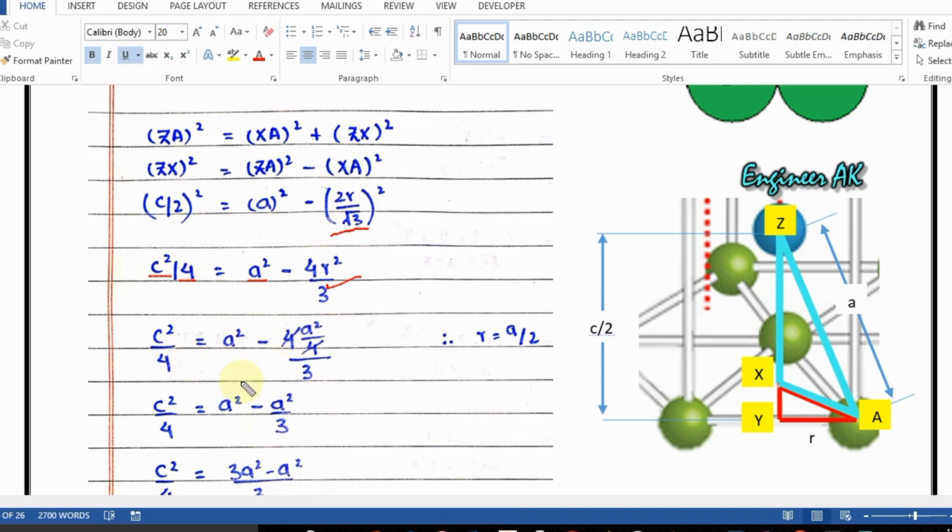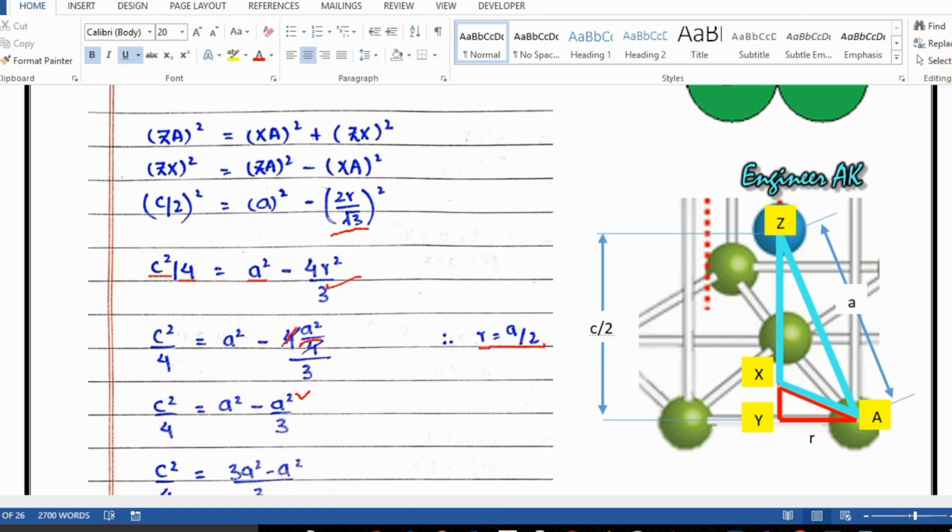Now we actually want to find the A by C ratio, and in order to do that we have to eliminate this term r. From the previous discussion, we know that A is equal to 2r, so r will become A by 2. So instead of r, I will plug in A by 2, which will become A square divided by 4 because it is squared. This 4 will cancel out with this 4, so we are left with A square by 3, and C square by 4 equals A square minus A square by 3.